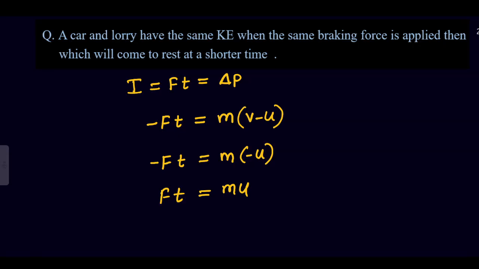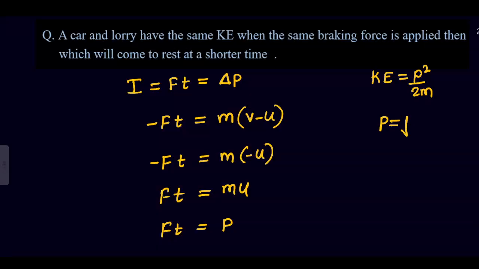Yeah, they are asking to find what? Same. So we can write F into T, which I can write as P, na. Here they are saying the kinetic energy is same, so we should convert the P in terms of kinetic energy. Yes, K is equal to P square by 2m. So from this, P is equal to what? Square root of 2m into K, na. So we can use this relation now.